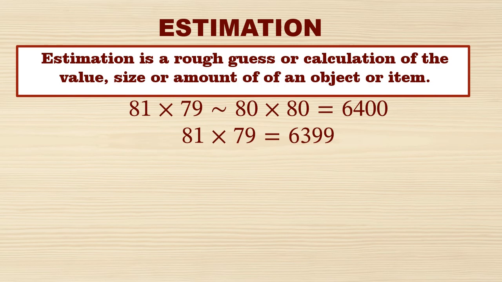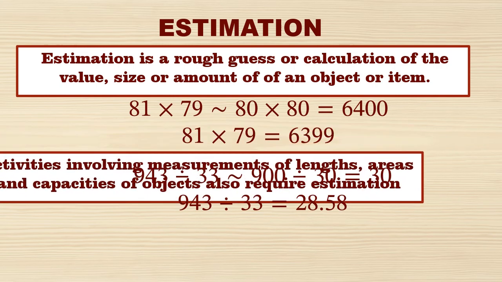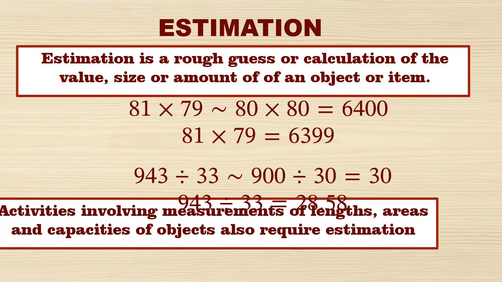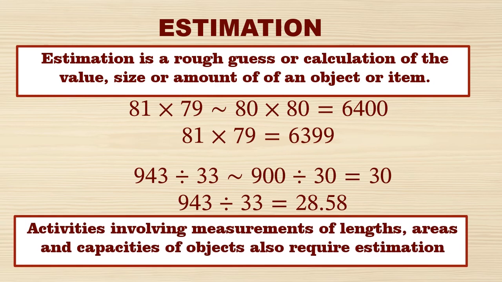And the next one, we want to divide 943 divided by 33. So 943 is closer to 900, while 33 is closer to 30. So we can divide 900 by 30 easily, which is 30, and which is the approximation, the estimation, while 943 divided by 33 equals 28.58, which, when you look at it, is also closer to 30. So this is the accurate result, while 30 is the estimation.